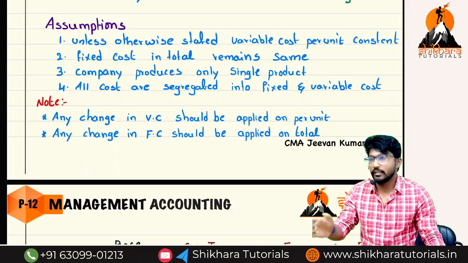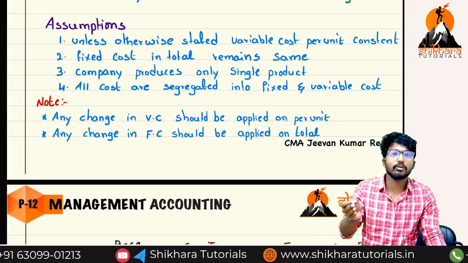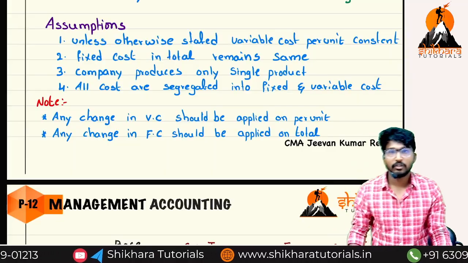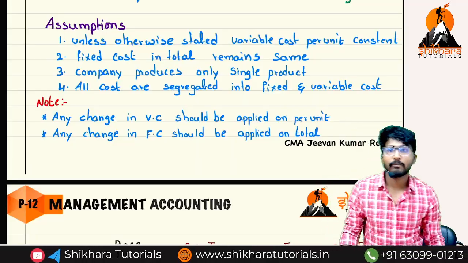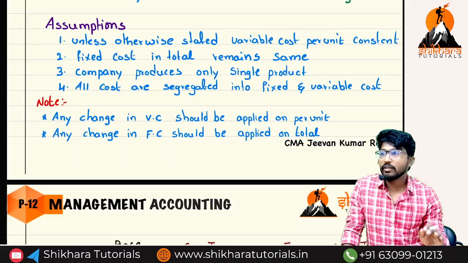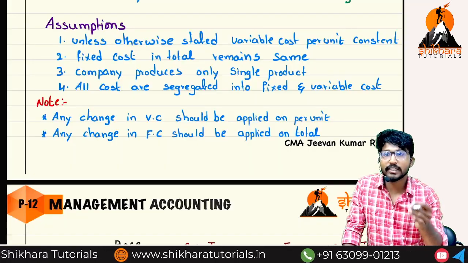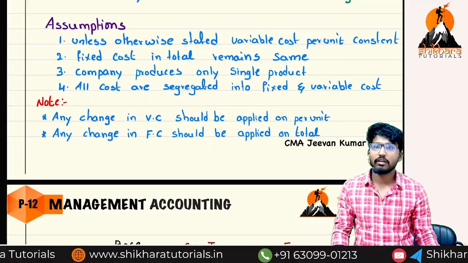Now in any costing problem, if you want to say something about variable cost, always talk in units. You have to mention variable cost always on a per unit basis. Whenever you want to mention fixed cost, always mention it in total. Why? What is the reason?